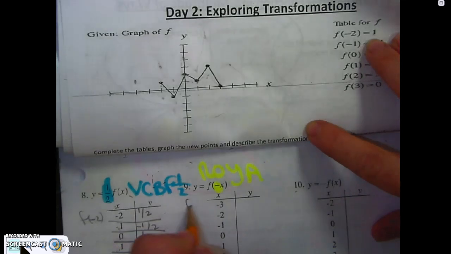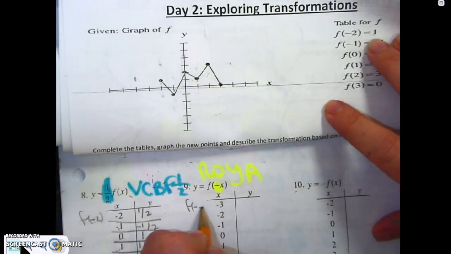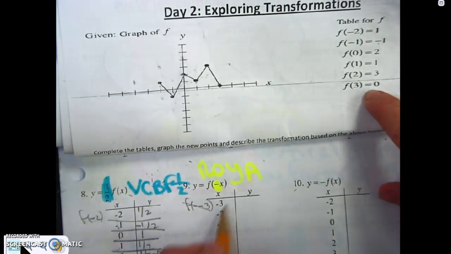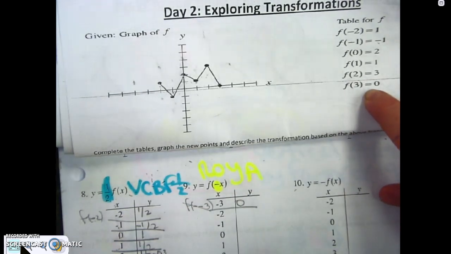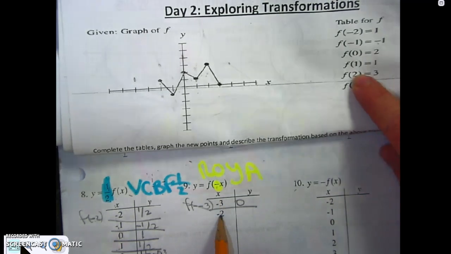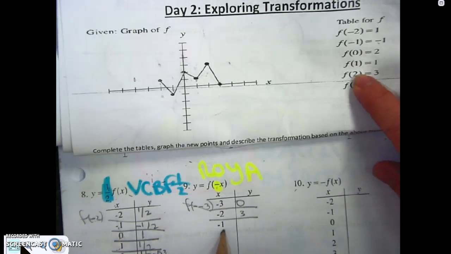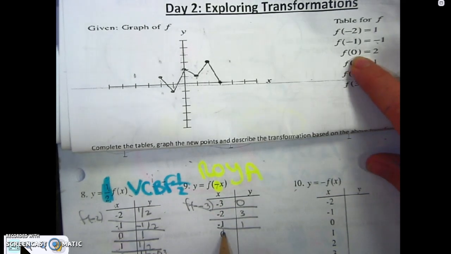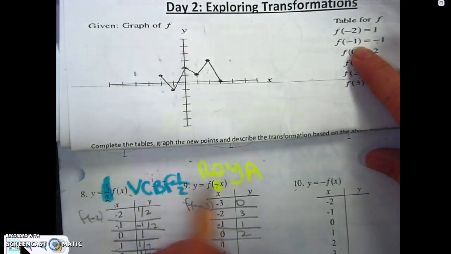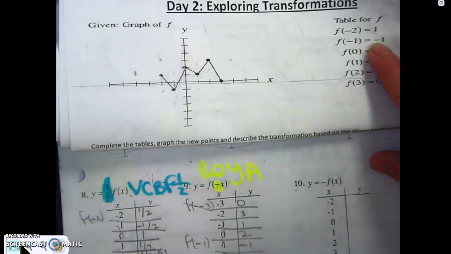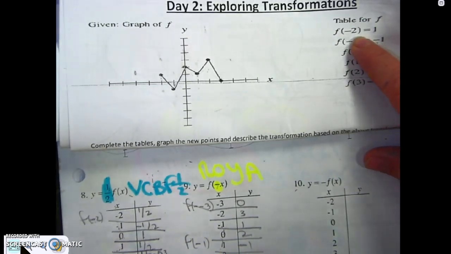So I have f of negative 3, which really means it's f of positive 3. Well, f of positive 3 is 0. F of negative 2 is really positive 2, that's 3. F of negative 1 is positive 1, that's 1. F of 0 is still 0, that's 2. F of 1 is negative 1. And f of 2 is 1.